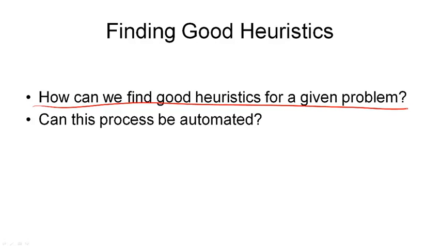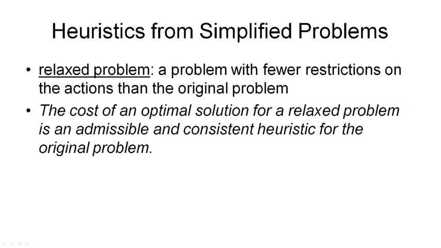But then there is a different question that is just as important. If we have a method, can we automate this method? And the answer again is yes, but that's a very complex process, and we will get to that later in this course. In fact, automatically finding good heuristics has probably been one of the most hot topics in AI planning research over the last 10-15 years.